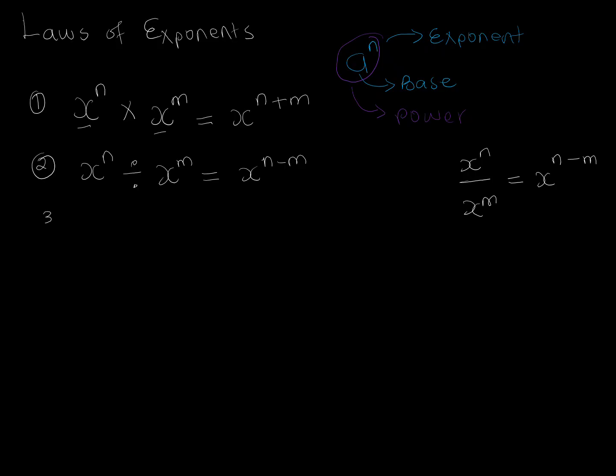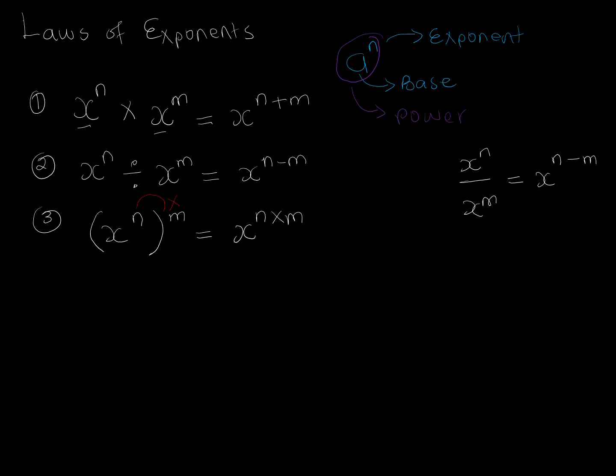Right. Law number 3. If you have a power, remember we said a power, it will be x to the power n, and that power is raised to another exponent m. What you need to do here is just multiply the two. You take this n and that m and multiply those exponents. So this will be x to the power n times m. I hope this makes sense.